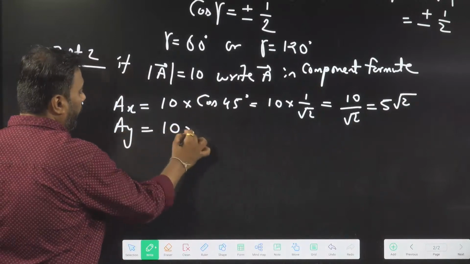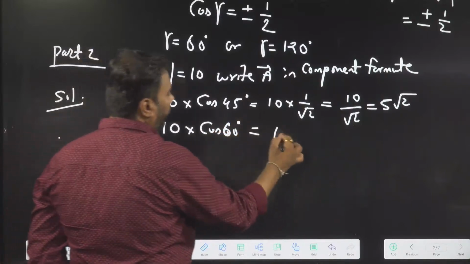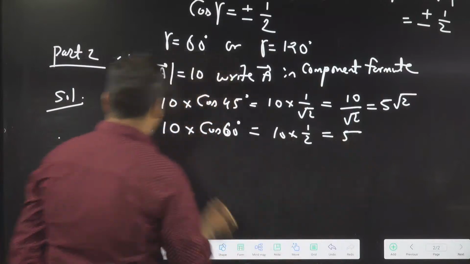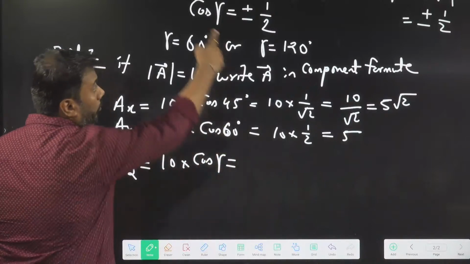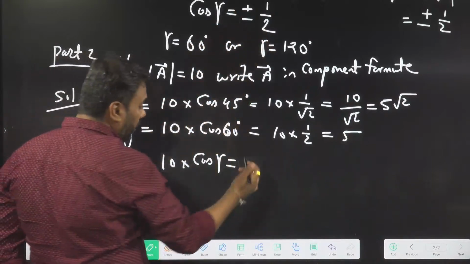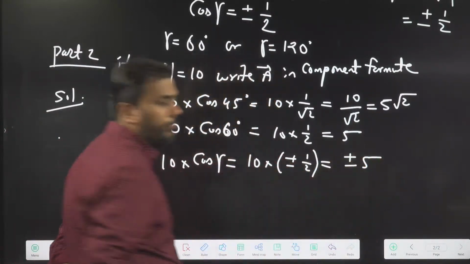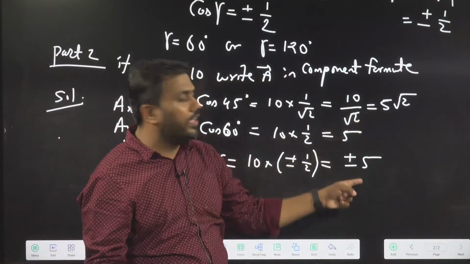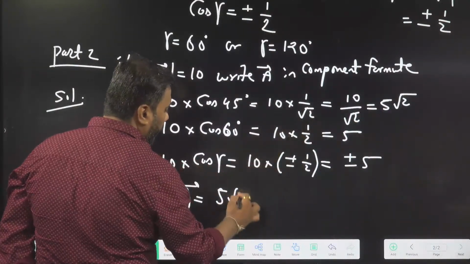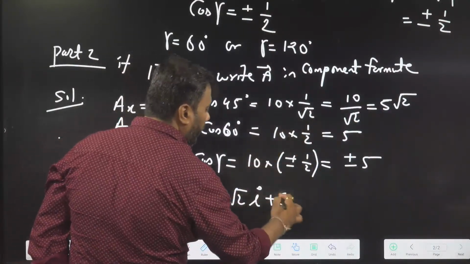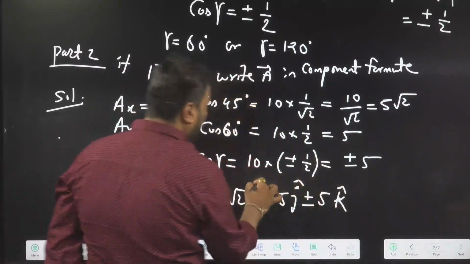Ay is length of vector into cos of beta. What was beta in the question? 60. Cos 60 is half, so it is 5. Az is ten into cos of gamma. Remember, cos gamma is plus minus half. There were two answers of cos gamma. So ten into plus minus half, we'll get plus minus 5. So if you know the components in x, y, z direction, we can write the vector. Now vector A must be x component 5 root 2 i cap, y component 5 j cap, and z component plus minus 5 k cap. This must be our A vector.